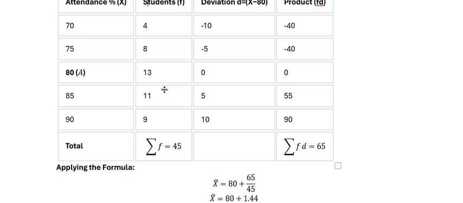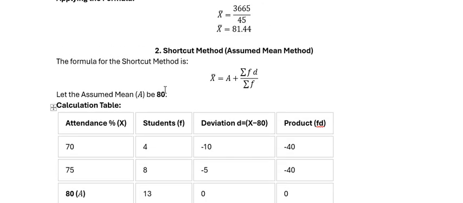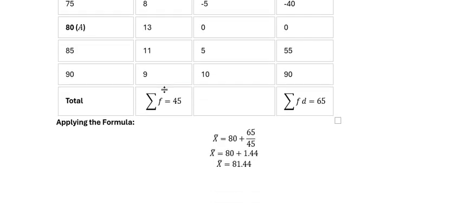So 80 plus 65 divided by 45. If we divide 65 by 45, we will get 1.44. So 80 plus 1.44 is the mean for this. If you check, in the previous method we were getting 81.44, and here also we are getting 81.44 as the mean in the shortcut method.